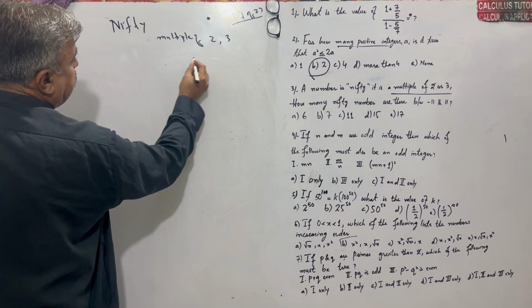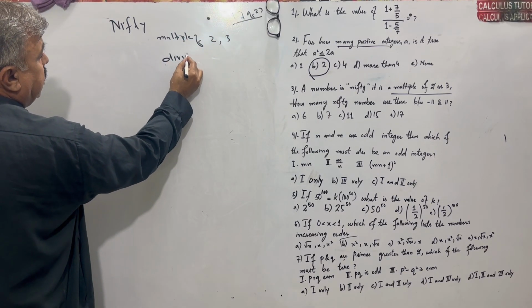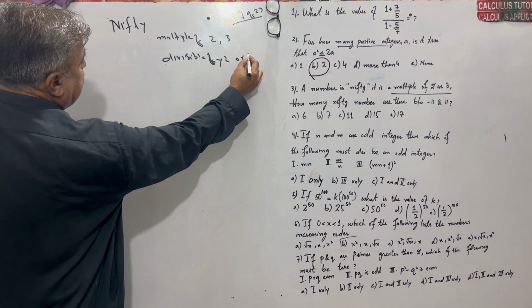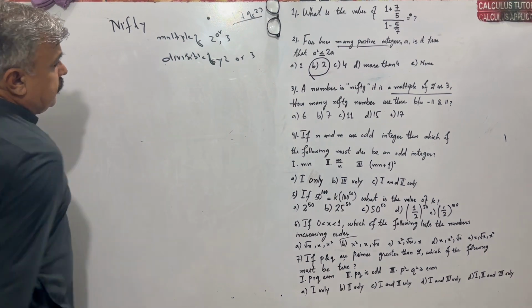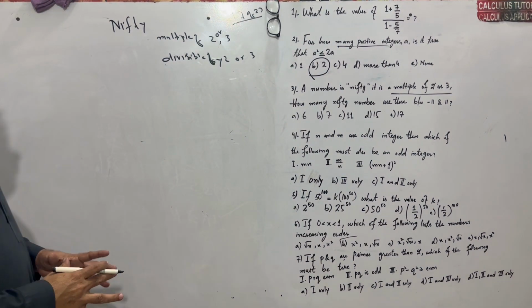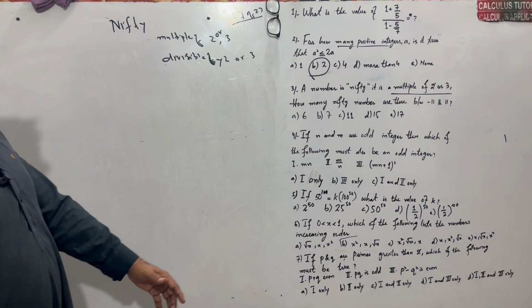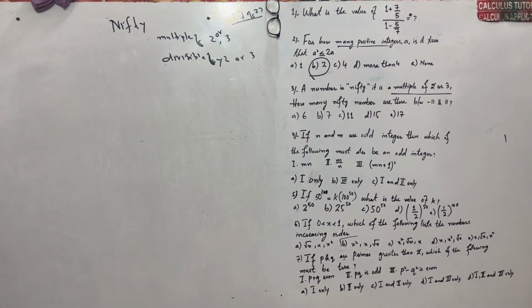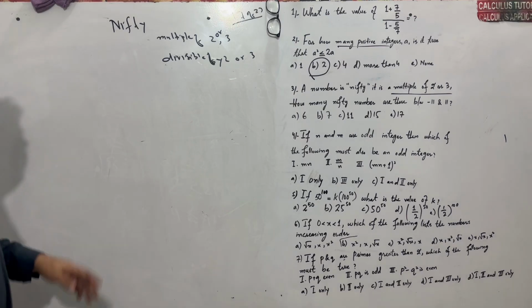Multiple of 2 or 3, it is valid to say divisible by 2 or 3. Now we have to hunt all the nifty numbers between minus 11 and 11 that are multiples of 2 or 3, or it is equivalent to say that it is divisible by 2 or 3.